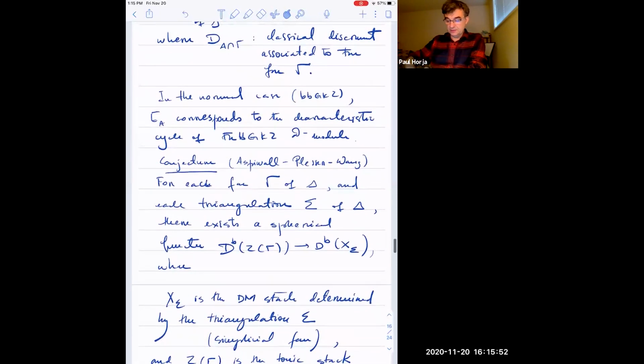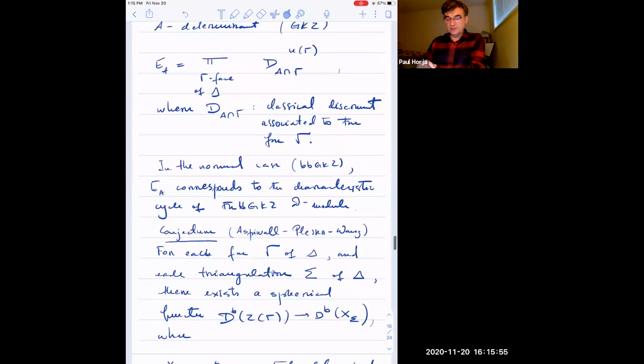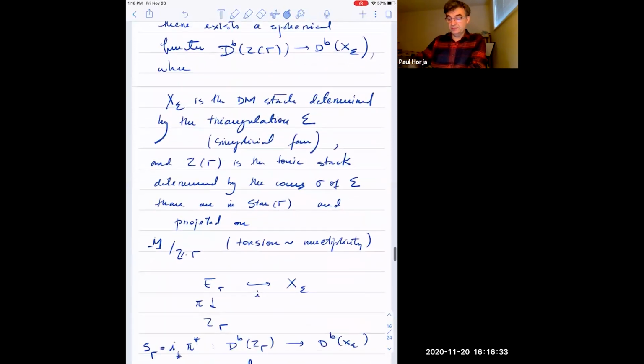So, as I said, the way this was phrased in this paper by Aspinall, Plesser, and Wang was that for each face gamma in each triangulation, so in other words, each Deligne-Mumford stack structure on the underlying X sigma, there is a spherical functor of the form D^b of Z gamma, which lands in D^b of X sigma. So the Z gamma is something that is defined.